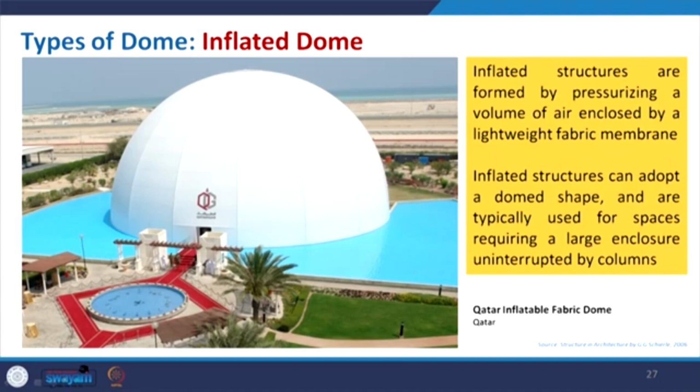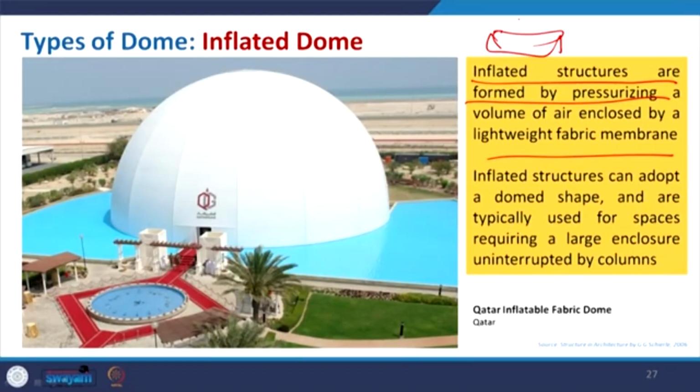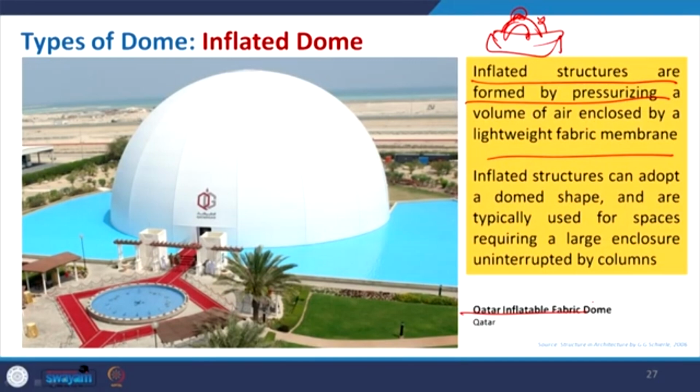Coming to the inflated dome, can you gauge the material of this dome? Looking at the image from a distance, it looks similar to a concrete dome, but it is not. This is the inflated dome being created. Inflated structures are formed by pressurizing a volume of air enclosed by a lightweight fabric membrane. I have cited this example before, for a game zone in a shopping mall or maybe a local fair, you get a structure for the kids, like a Mickey Mouse kind of thing, and people are jumping over it. It is nothing but a membrane. They put air inside to give the form, which is self-sustaining and adjusts automatically, and when you release it, it will just flatten. This is the Qatar inflatable fabric dome. Fabric is used, and air is used to give the form.